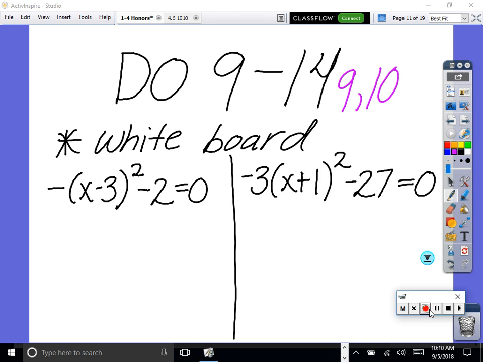Here, math does not change. So what's my first step? Add 2. So we have negative (x minus 3) squared equals positive 2. Guys, you can't take the negative in. That negative is not squared. Don't do it.